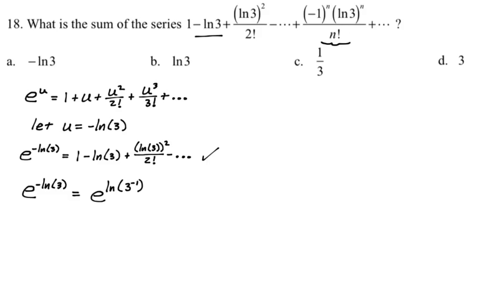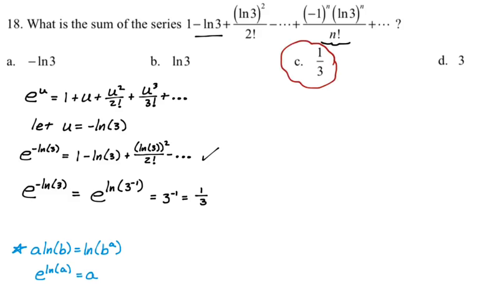And the reason I'm doing that is there's a property that says that coefficients of natural logs can become exponents of the argument of the natural log. Then e to the natural log of 3 to the negative first is actually just 3 to the negative first, which is 1/3. The property I use there is that e to the natural log of a is just equal to a, and that's my answer, so I'm going to go with 1/3.